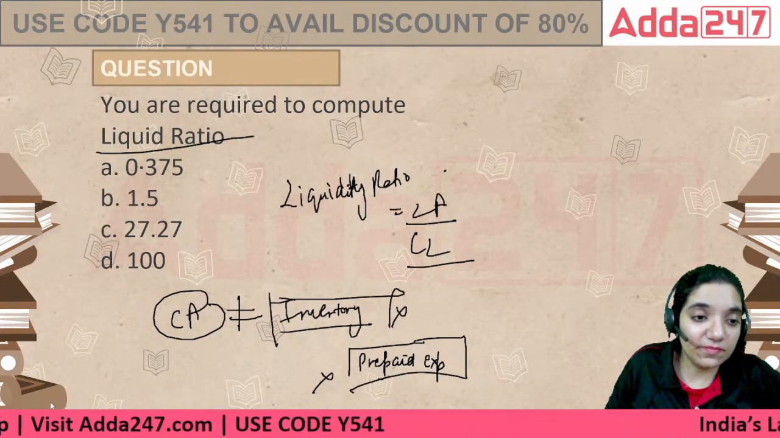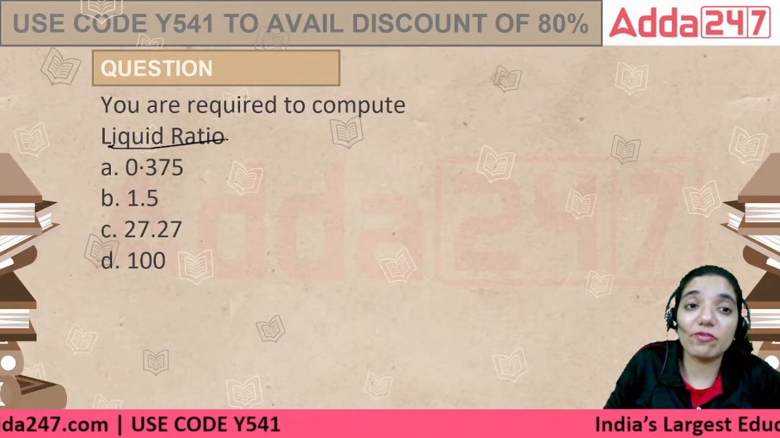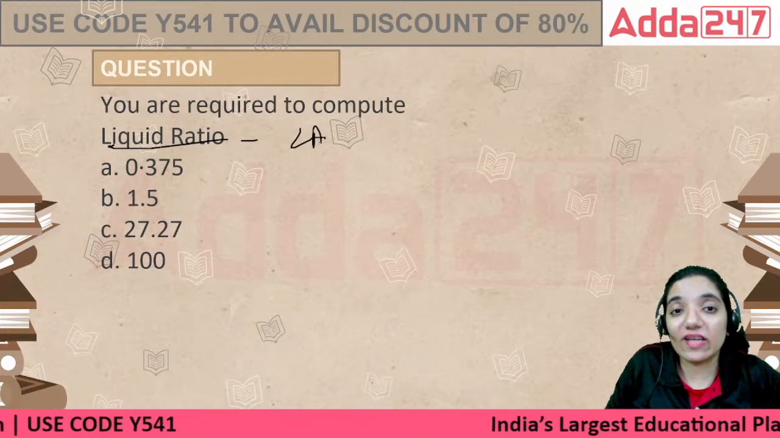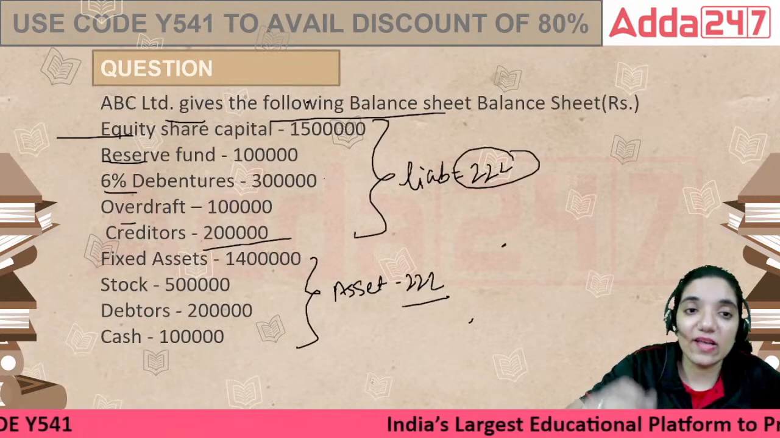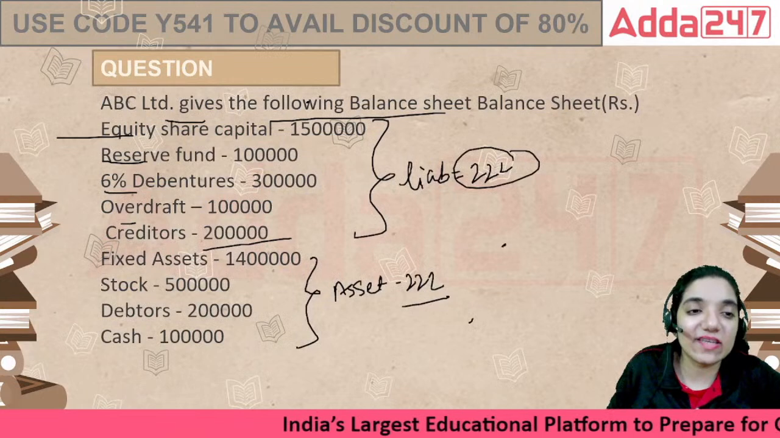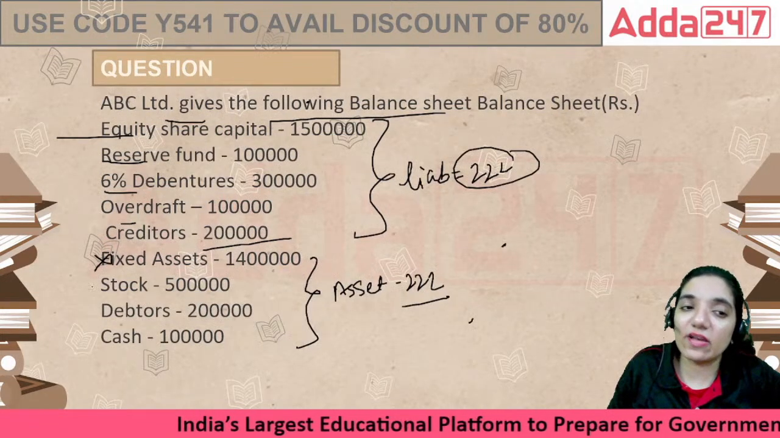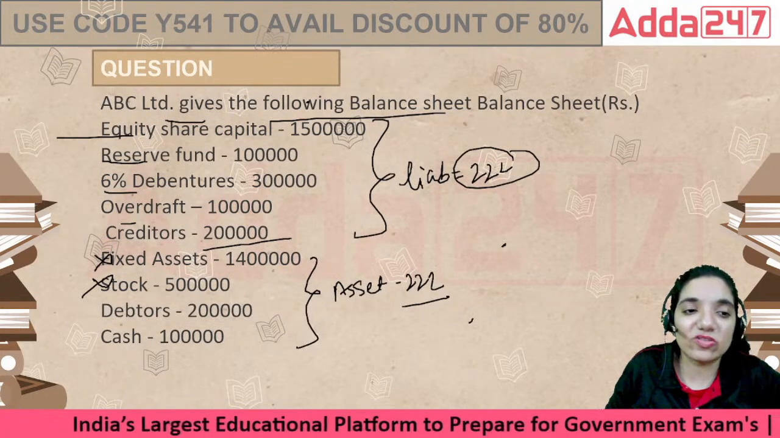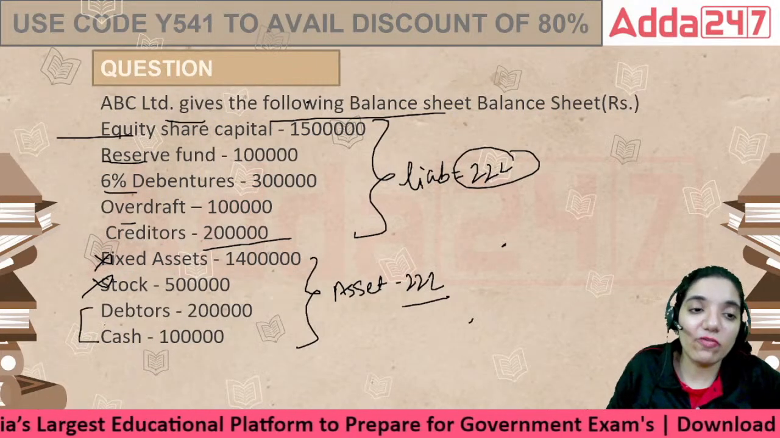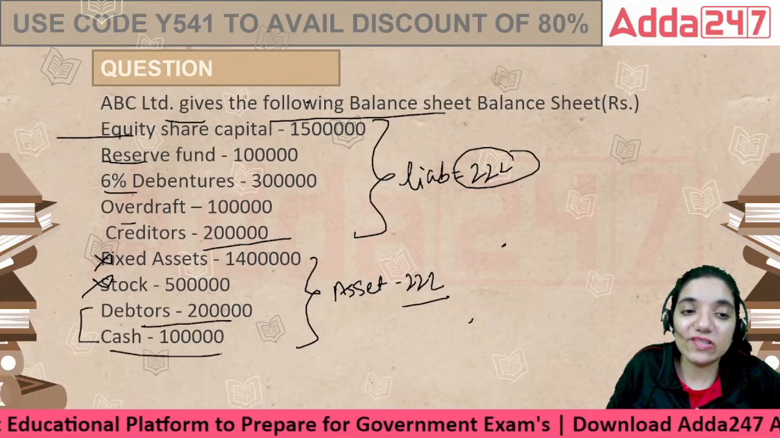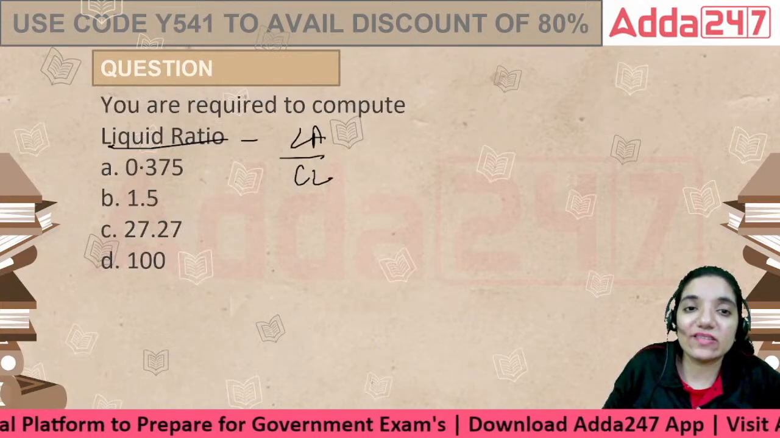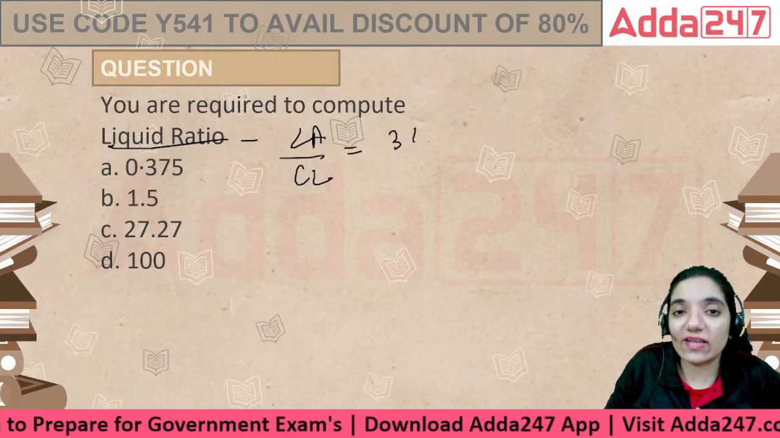So when we have to take the liquid ratio, it would be liquid assets divided by current liabilities. Now let's find out where the liquid assets are. Fixed assets are never liquid. Stock has already been taken out. So the remaining is debtors of rupees 2 lakh and cash of rupees 1 lakh. So our liquid asset is rupees 3 lakhs, right?